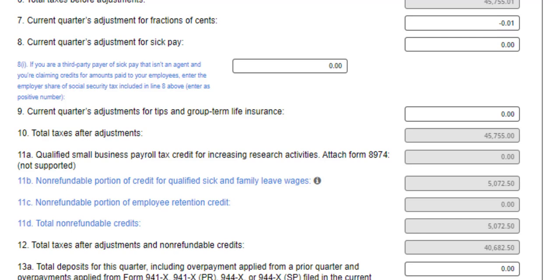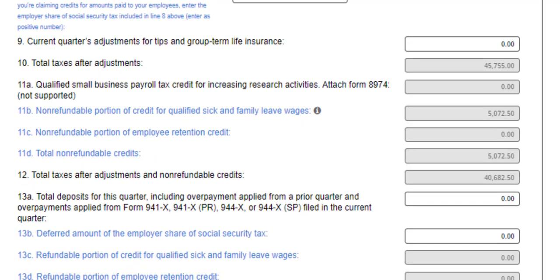Line 9. This is not a common adjustment and applies to report unreported tips or certain group term life insurance payments. If there is an adjustment, it must be negative. Again, I'll leave this blank for our example. Line 10, total taxes after adjustment. This line is calculated. Combine lines 6 through 9.